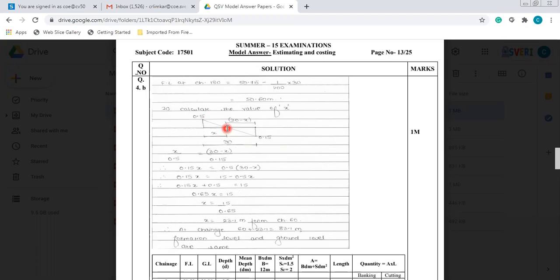You can use the similar triangle method, that comes as x divided by 0.5 equals 30 minus x, because the total distance is 30 and this distance is x. That means the remaining distance will be 30 minus x, divided by the next depth, that is 0.15. So 0.15x equals 0.5 into bracket 30 minus x. Now you can solve this equation. It is easy for you.